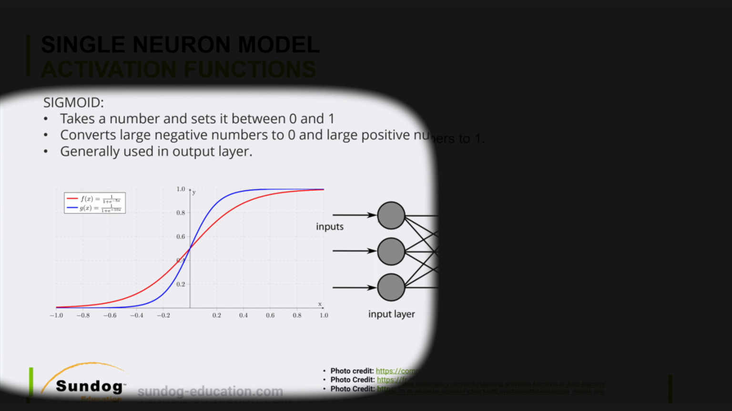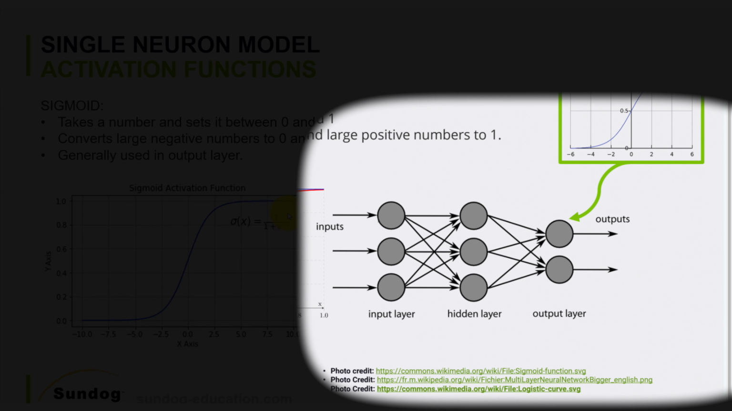Okay, so the next point is it converts large negative numbers to 0. So if the number is very large negative, let's say beyond, for example, -5, it will be set to 0. Any number beyond 5 will be set to 1, okay? And this is the equation that can be used for the sigmoid activation function: 1 divided by 1 plus e power minus x, all right?